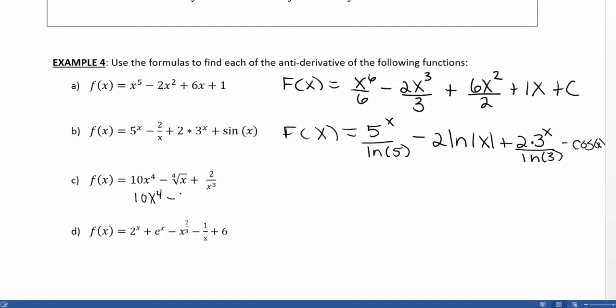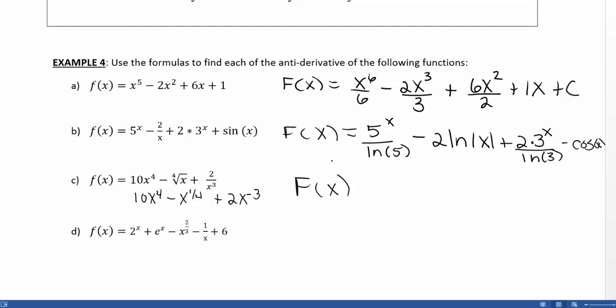So the first term stays the same. The second term becomes x to the 1/4. And then the last term, we get 2x to the negative 3. So again, I had to turn my symbols into numbers, and I had to bring anything up from the denominator so that I could use my power rule.